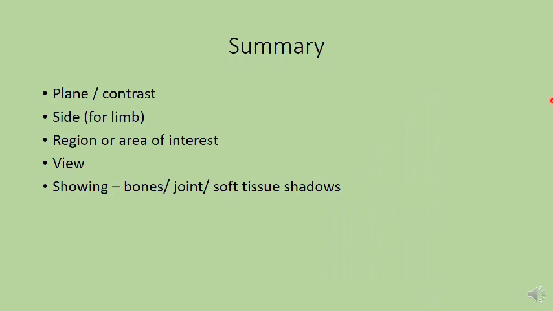So to summarize, now you are enabled to read plain x-rays of limb. Some points to be covered while reading plain x-rays are whether they're plain or contrast, side of the limb if it is limb particular, region or area of interest, view whether it is AP view or lateral view, and what it shows, bones, joints and soft tissues around.